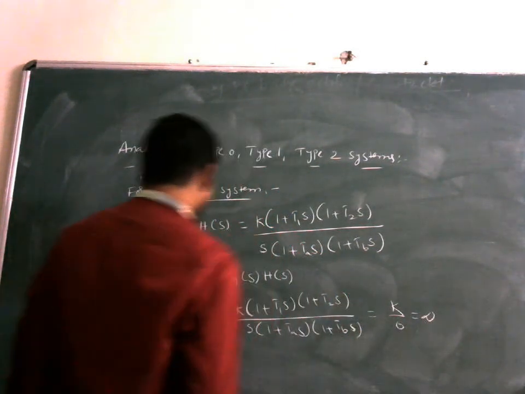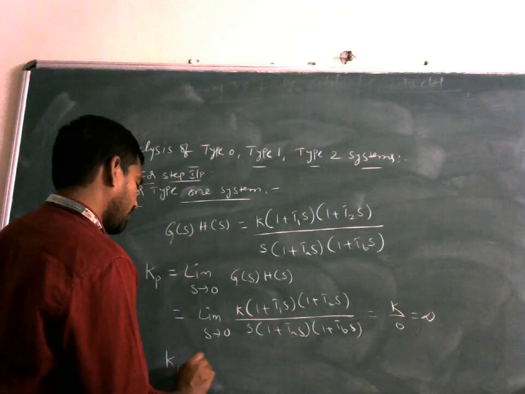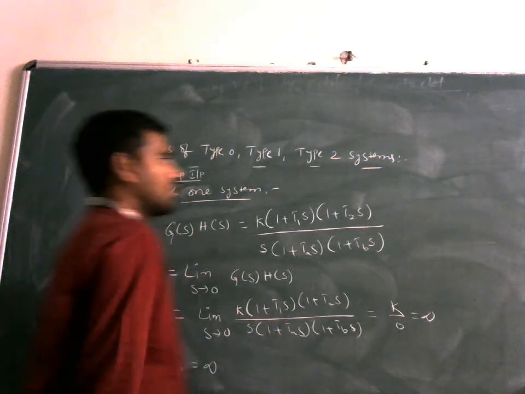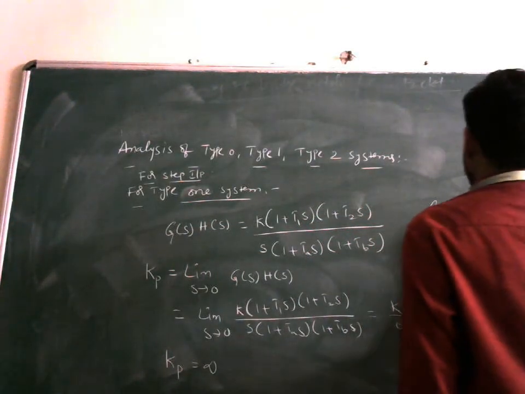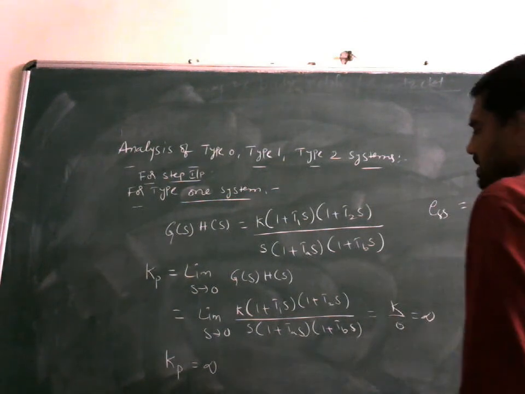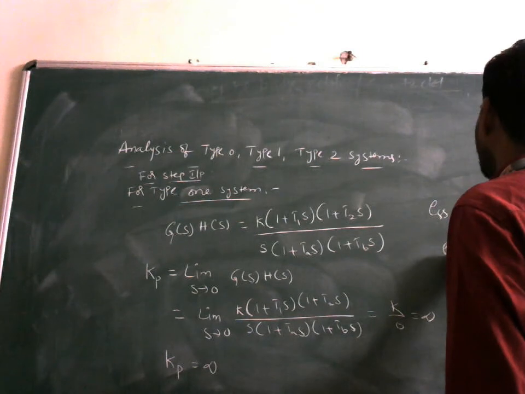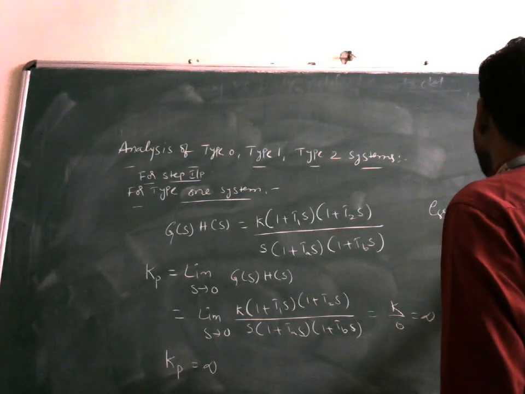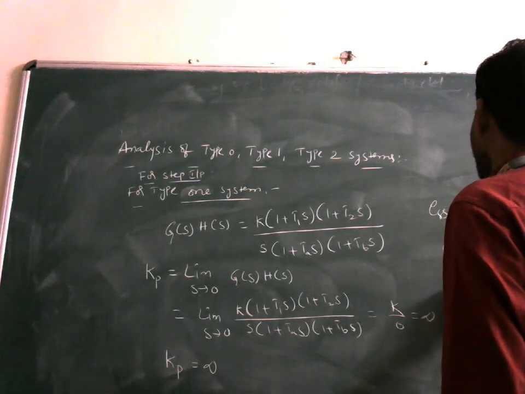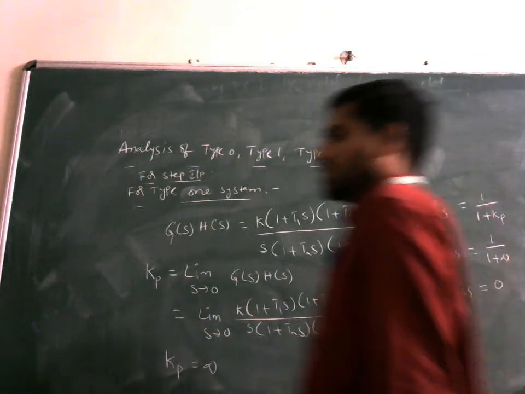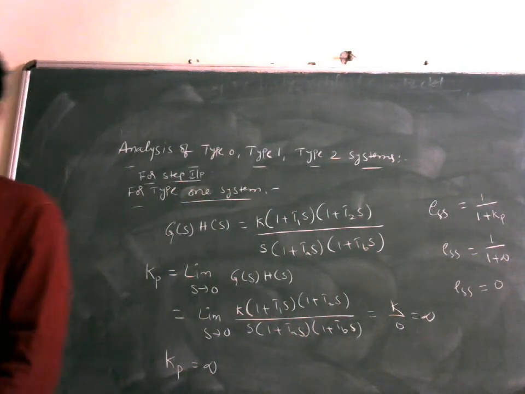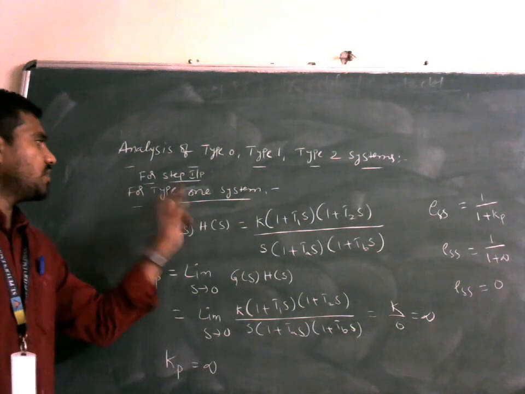Now what is the value of Kp for a type 1 system? Kp equals infinity. Then what about the ESS? ESS is equal to 1 divided by 1 plus Kp. What is the Kp value? ESS is equal to 1 divided by 1 plus infinity. That means ESS we are going to get is 0. This is for a type 1 system.